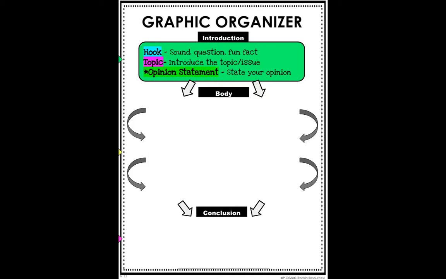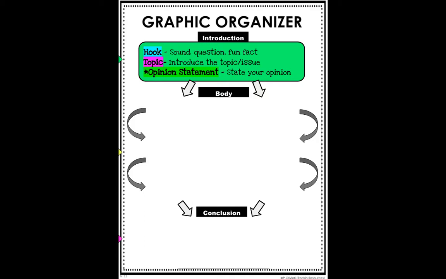So kind of introduce the topic a little bit for your reader. And then the most important sentence in your introduction is your opinion statement. And this is going to be stating, basically telling the reader how you feel about the topic. You don't want to say your reasons yet. You just want to tell them how you feel. Do you think we should do something or should not do something?